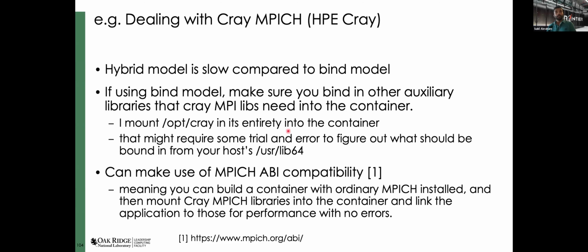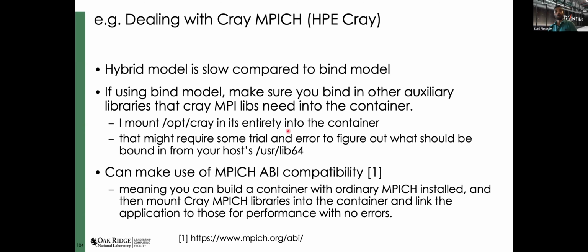Talking about Cray MPICH as another example, Frontier is a Cray HPE machine. Hybrid model does work, but it's very slow, as we saw in the chart that I showed earlier. If you're using the bind model, make sure that all those other auxiliary pieces that Cray MPICH's libraries are dependent on are also mounted into your container. And that will take some trial and error.